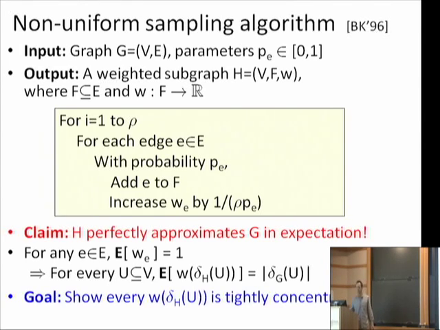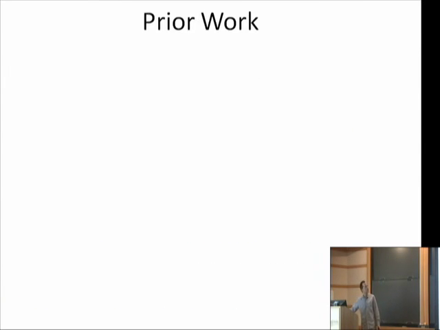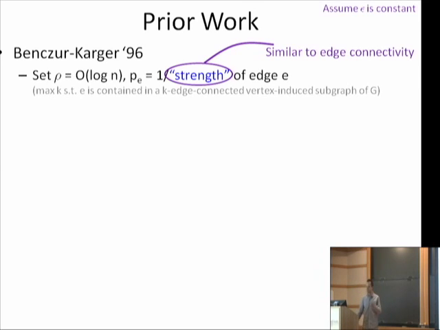So what was p_e again? p_e is some sampling probability for an edge. This is a generic algorithm at this point. The Benczúr-Karger algorithm, the Spielman-Srivastava algorithm, and our algorithm are all just instantiations of this. OK, so now I'll tell you what they are.